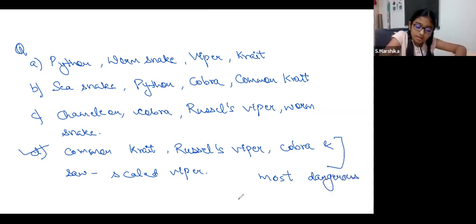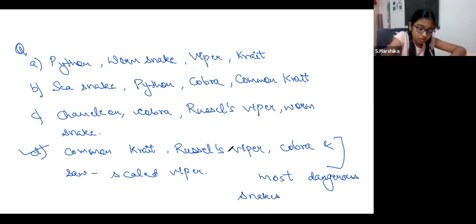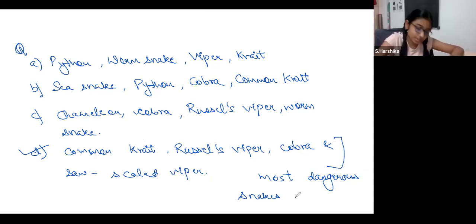Okay. Ma'am, so cobra and python are not poisonous snakes? No, these are also poisonous, but the more poisonous are not crate, but the common crate. Okay. Then not viper, the Russell's viper and cobra, and the last is saw-scaled viper. Okay, let me just write it, ma'am. Yes.